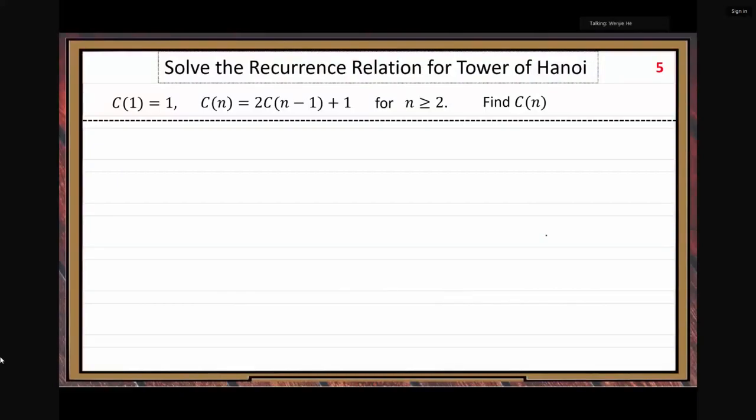But at the beginning, I want to do a simpler version: solve the recurrence relation for the Tower of Hanoi. We didn't do it, right? We derived the recurrence relation, but we never solved it. So here I would like to show you how to do it.